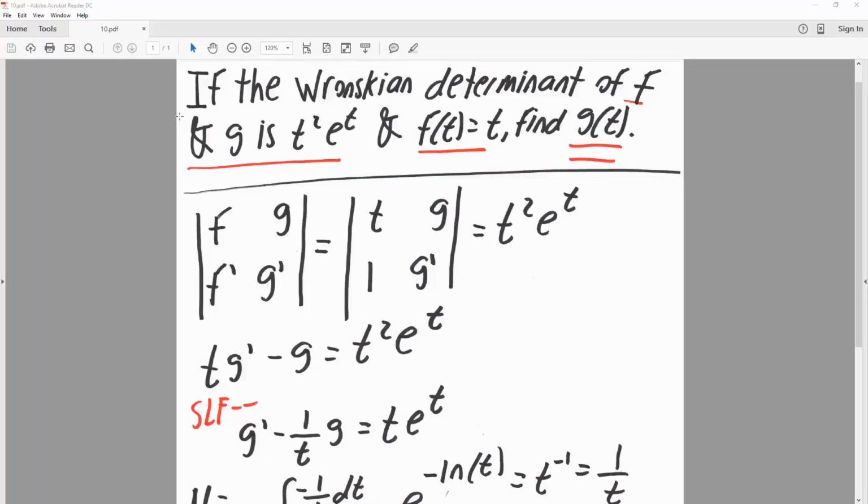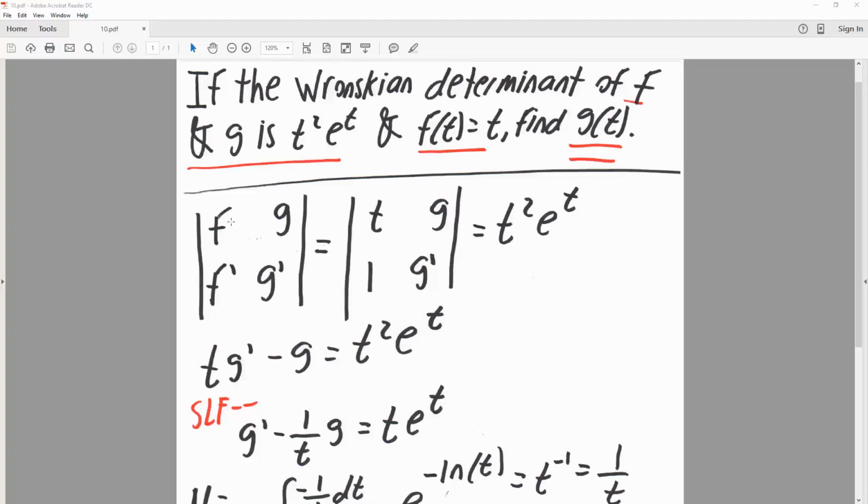Okay, in this video we will go over the Wronskian determinant of a pair of functions. If the Wronskian determinant of f and g is t squared times e raised to t, and f of t is equal to t, we want to find g of t. We're given the Wronskian determinant already, and we just want to know g.